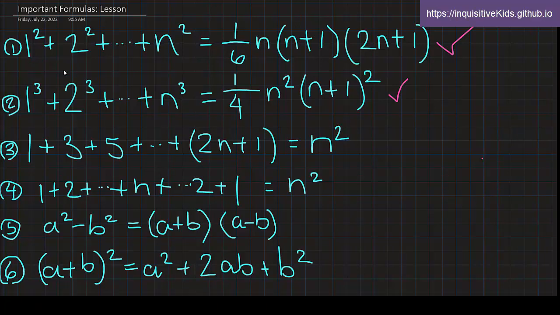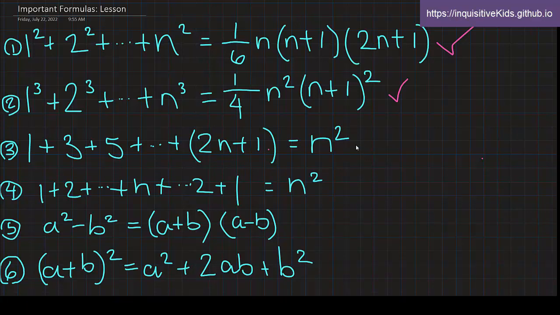integers. Now let's look at number 3. 1 plus 3 plus 5, and these are all the odd numbers, consecutive odd numbers. For example, if you skip all the way from 97 to 101, yes, they're odd numbers, but they're not consecutive. Consecutive means next to. So number 3 is the sum of consecutive odd numbers all the way until 2n plus 1. So that would be n squared.